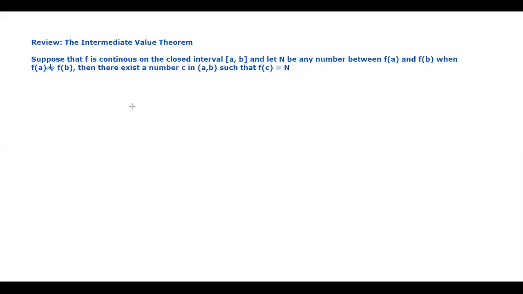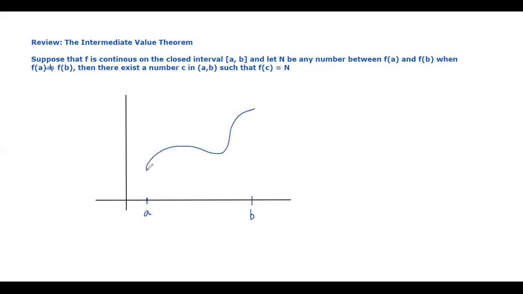So now let's take a look. What does this mean graphically? And then you will say, oh, that makes sense. So I have a here and b here. I have a function here, and this function is a continuous function between a and b. This is my f of a, and this is my f of b.